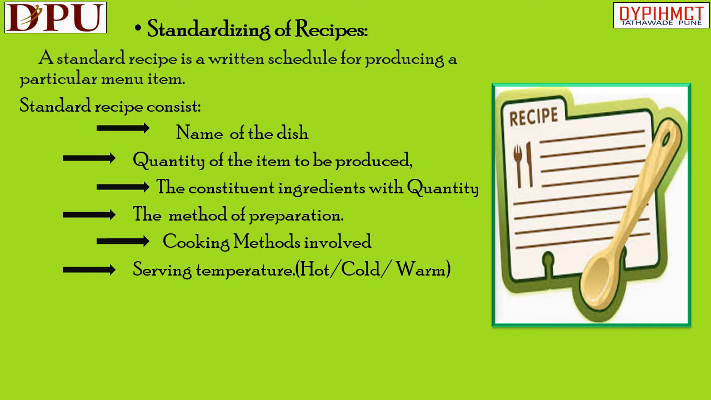This avoids confusion. Next is quantity of the item to be produced. This helps in pricing of the dish. Third specification is the constituent ingredients with quantity, this helps in costing and portion control. Fourth one is the method of preparation, this acts as a guideline for new employees.